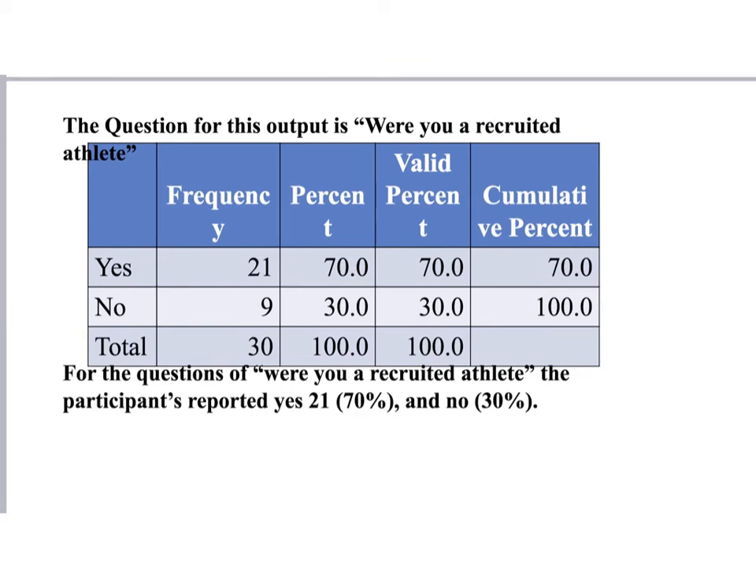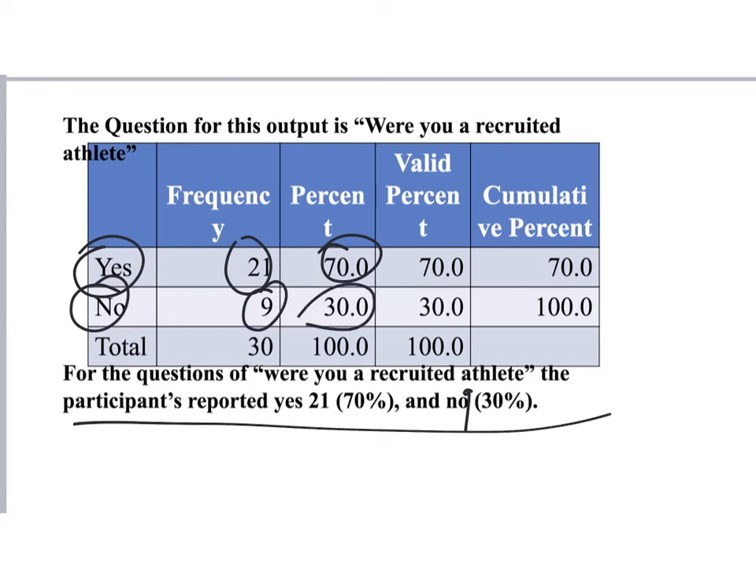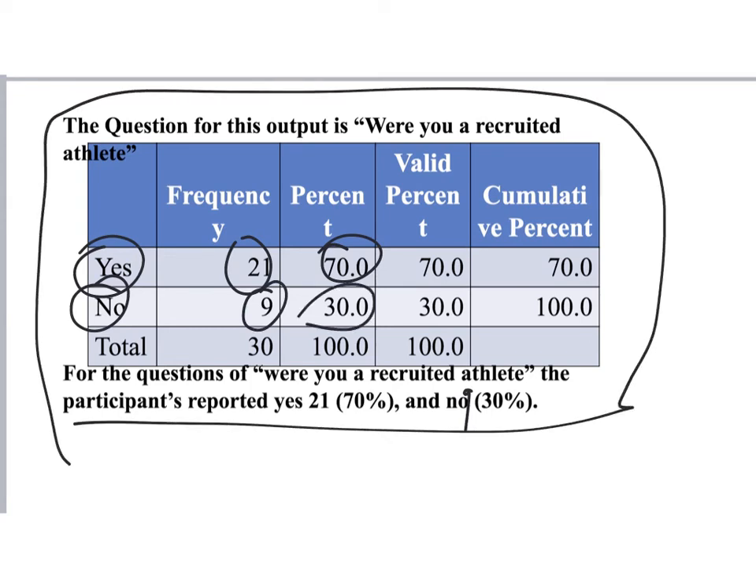This is a little better. Same thing. The question for this help is, were you a recruited athlete? We have a yes or no question, a dichotomous variable again. For the question of you were a recruited athlete, the participants reported yes, 21, 70%, and no, 9, 30%. This tells you everything you need to know about this box right here.